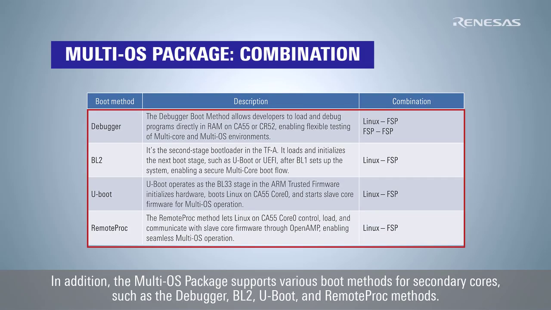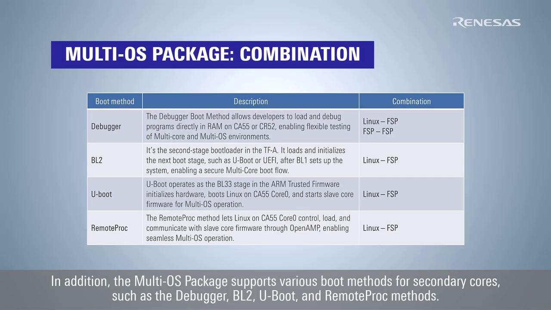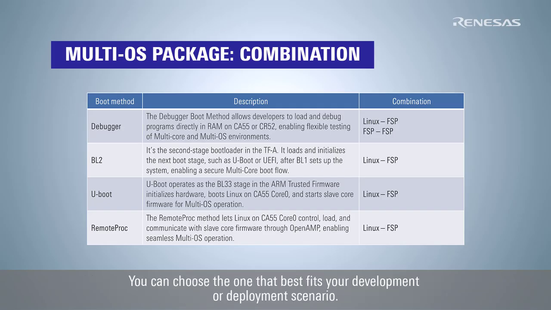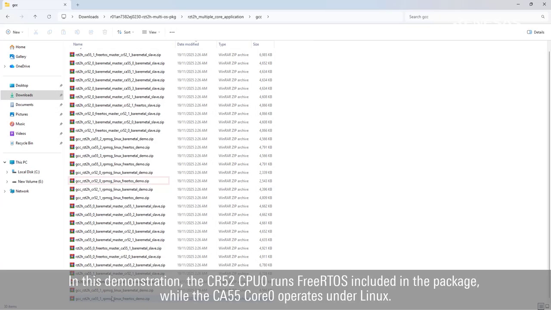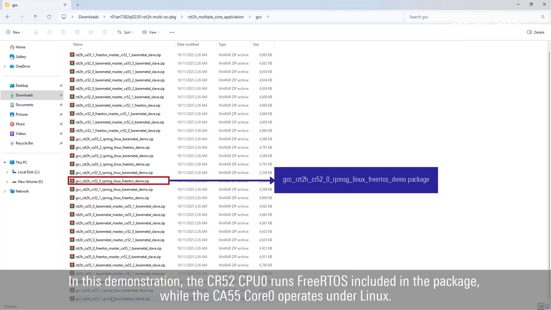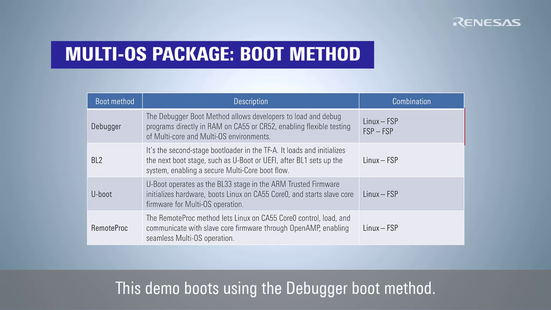In addition, the multi-OS package supports various boot methods for secondary cores, such as the debugger, BL2, U-Boot, and remoteproc methods. You can choose the one that best fits your development or deployment scenario. In this demonstration, the CR52 CPU0 runs FreeRTOS included in the package, while the CA55 CPU0 operates under Linux. This demo boots using the debugger boot method.